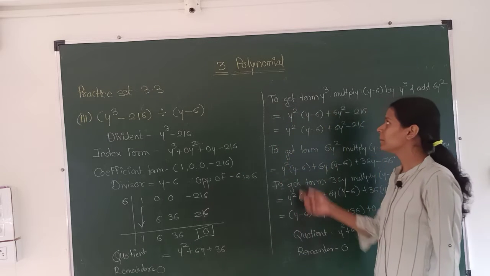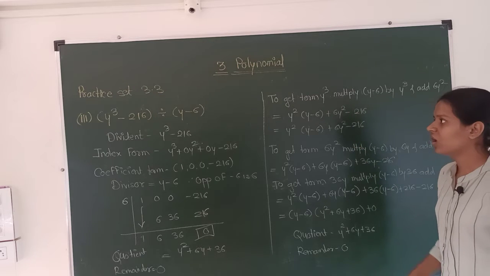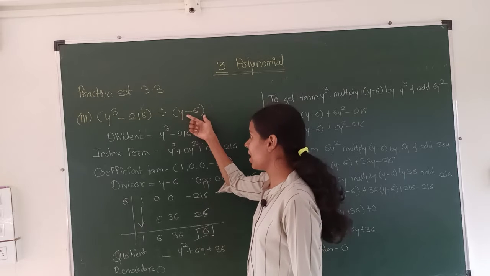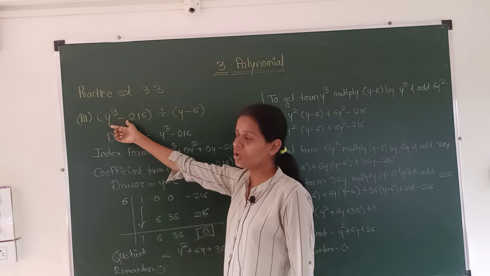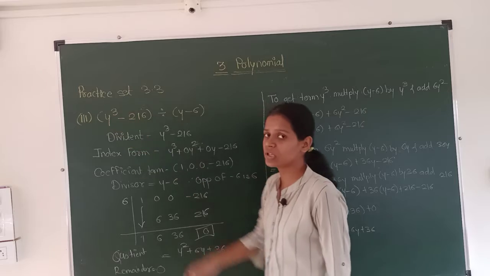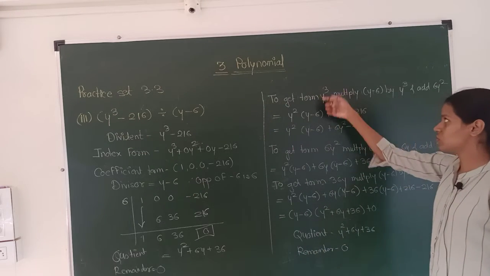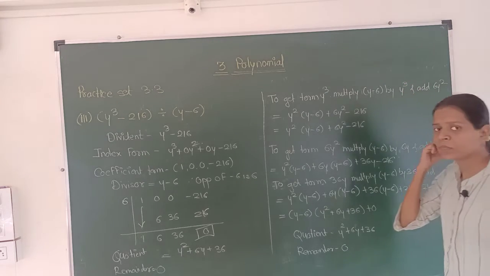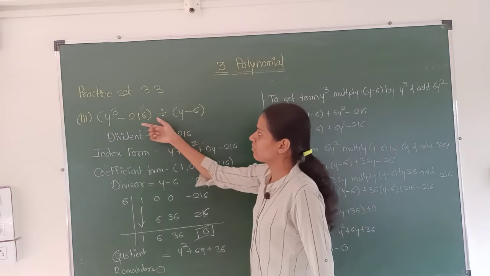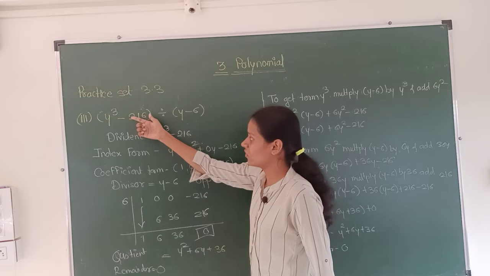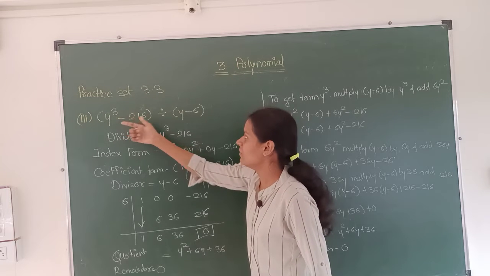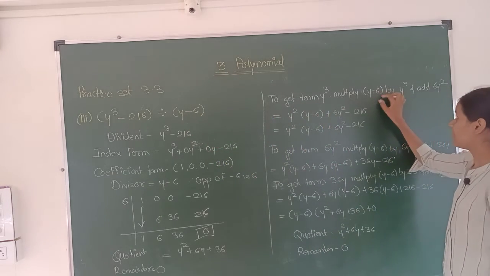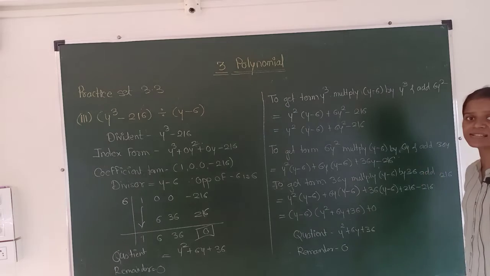Now we will solve by the linear method of division. For the linear method, we will divide each and every term in the first polynomial by this y minus 6. The first term is y raised to 3. Now to get the term y^3, multiply y minus 6 by y^2 and add 6y^2. We will divide each term in the dividend by the divisor, the divisor being y minus 6. Therefore we are multiplying y minus 6 by y^2 and adding 6y^2.